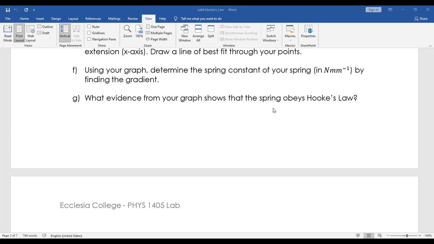And what is the slope? Slope, k, equal to this slope, is 0.0588 Newton per millimeter. This is our spring constant.